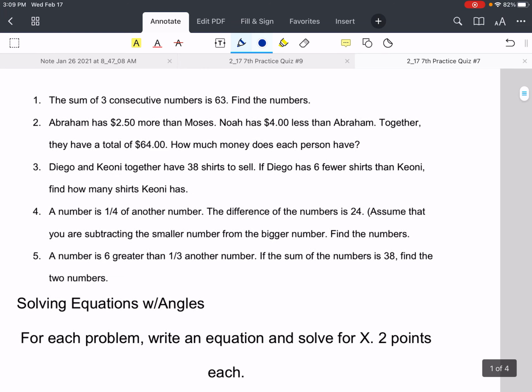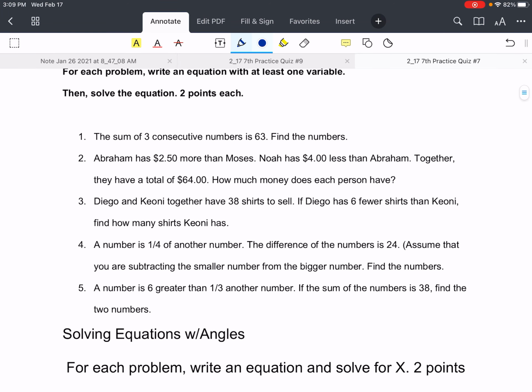Diego and Keone have 38 shirts to sell. If Diego has 6 fewer shirts than Keone, find how many shirts Keone has. So Keone is going to be K, Diego is going to be D. I'm going to set Keone as x, and Diego has 6 fewer, so that's going to be x minus 6. So if we combine those, that will give us the equation 2x minus 6, and they have a total of 38 shirts.